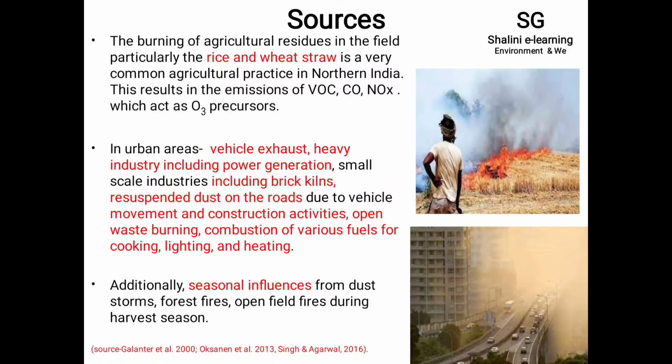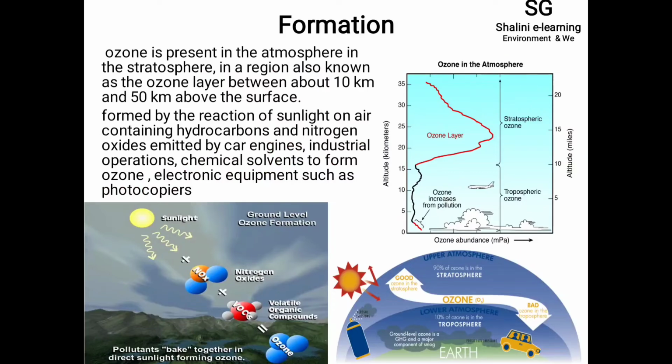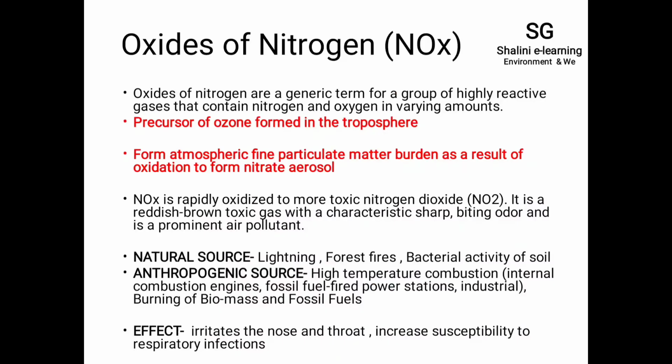Now, specifically the chemical reaction which leads to the formation of ground level ozone is the reaction between oxides of nitrogen, shown in this figure, and volatile organic carbons in the presence of sunlight, which leads to ozone formation at the ground level. There are also other sources like industrial operations, chemical solvents used in processes that form ozone, and electronic equipment such as photocopy machines, etc.